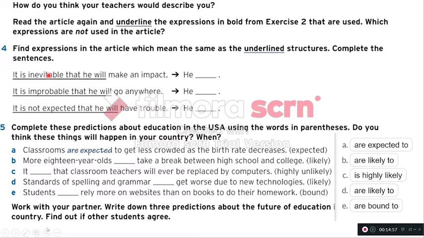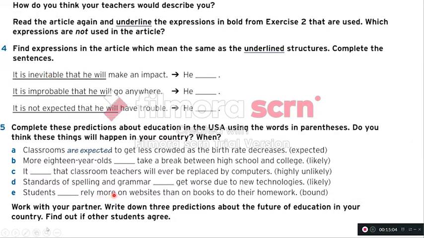Well done, guys. Now, the last exercise of this topic, they tell us, work with a partner. Write down 3 predictions about the future of education in your country. Find out if other students agree. So you're gonna discuss with your classmates 3 predictions about education here in Mexico. If you think that we're gonna progress in a big or in a small way, but what are gonna be the changes that are gonna happen in our country. So discuss that, and when you finish, we'll continue.